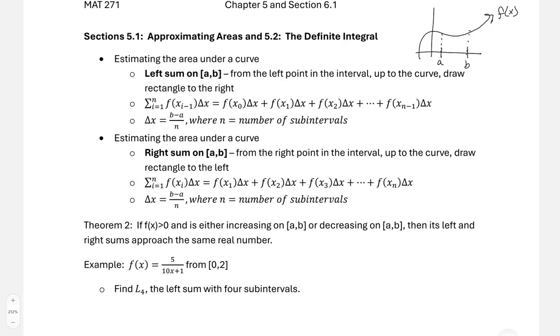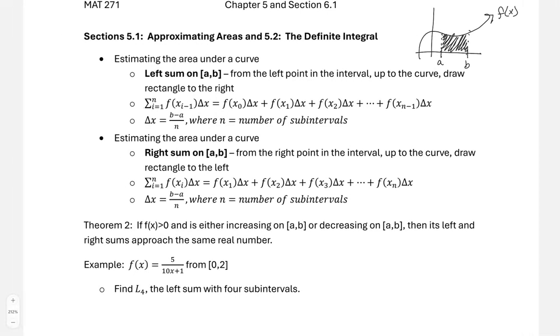Integration will find the area under the curve. And what I mean by that is between the curve and the x-axis. So I'm talking about this shaded region right here where I'm bounded by the x-axis and the lines x equals a and x equals b. We could find that area under the curve by doing integration.